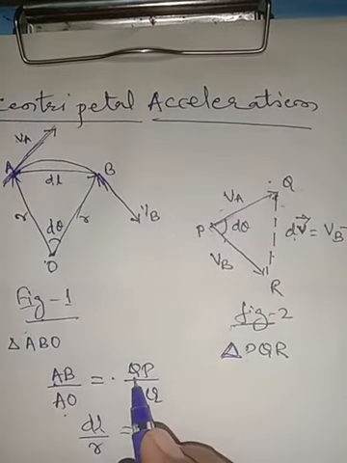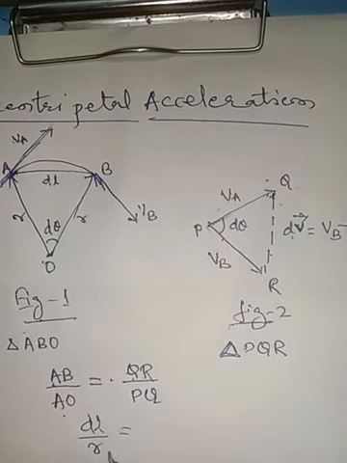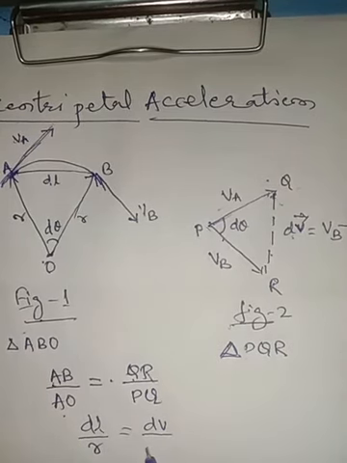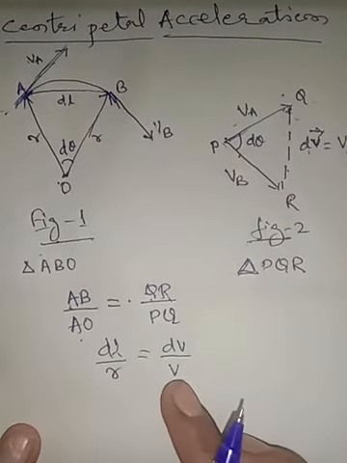Similarly, QR is dV and PQ is V. So what does it indicate? This relation: dl by R is equal to dV by V.